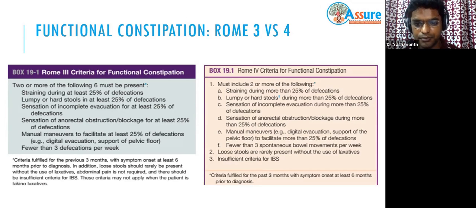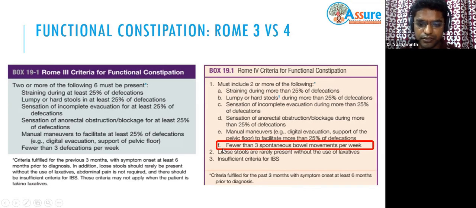There are insufficient criteria for IBS. Hard stool means Bristol 1 and 2; for Indians, we can oversimplify it to Bristol 3. Now, what was the difference? Look at the last point. In the previous edition, it was fewer than 3 defecations per week, not necessarily spontaneous, might even be with some laxatives. Now it is very clear that it should be fewer than 3 spontaneous bowel movements per week.